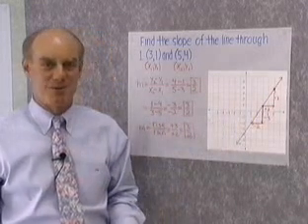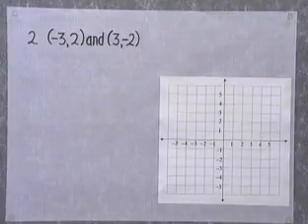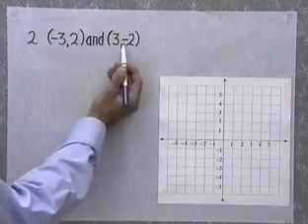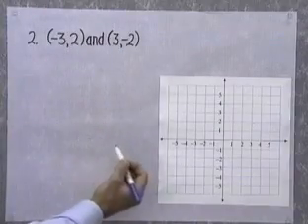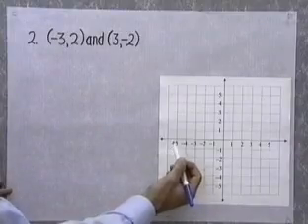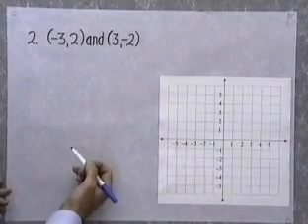Okay, let's look at our next example. This time I want to find the slope of the line that goes between (-3, 2), that's this point, and point (3, -2). This time let's start with the graph and then see if we can get the slope of this line from the graph, and then see if that matches what we get when we do it algebraically.